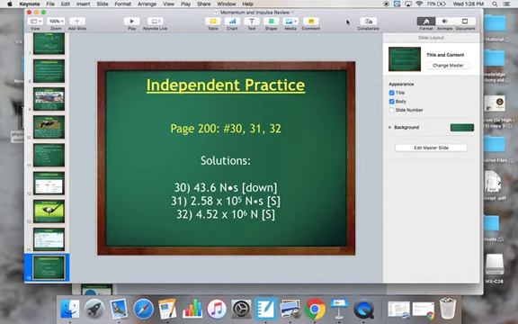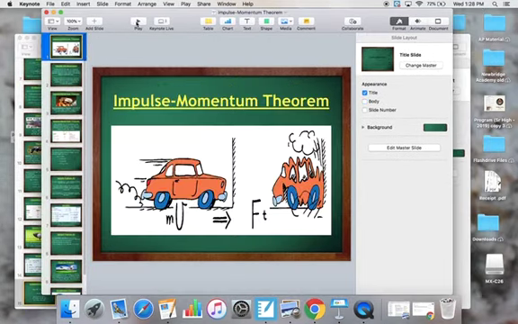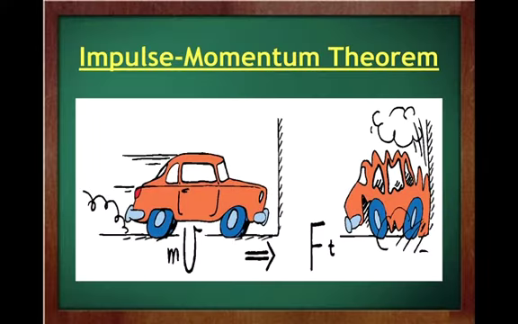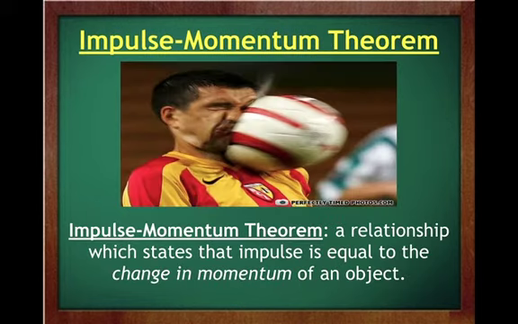Okay, so that leads us directly into the impulse-momentum theorem. I've just defined both of those things with two different formulas. However, they are very much connected. We talked about impulse as this, momentum as this, but like I said, there's a very direct link between impulse and momentum given by the impulse-momentum theorem. Then we'll start looking at a few more examples as well.